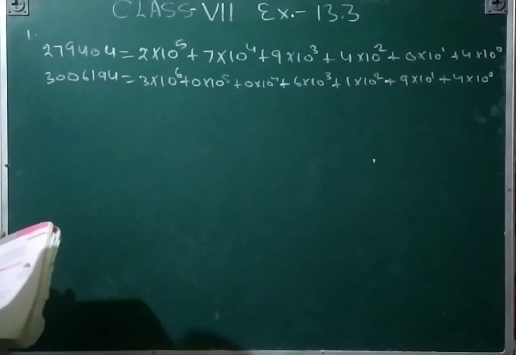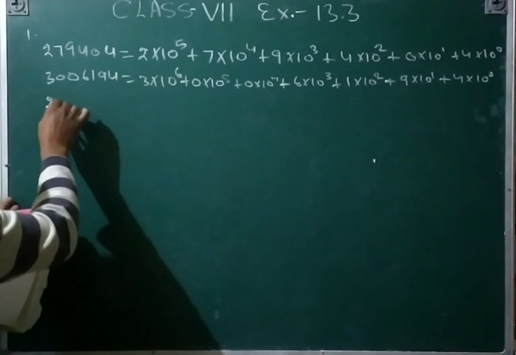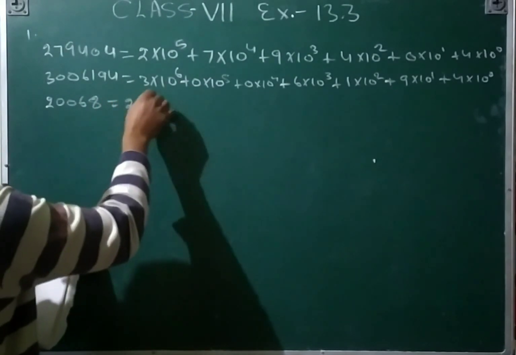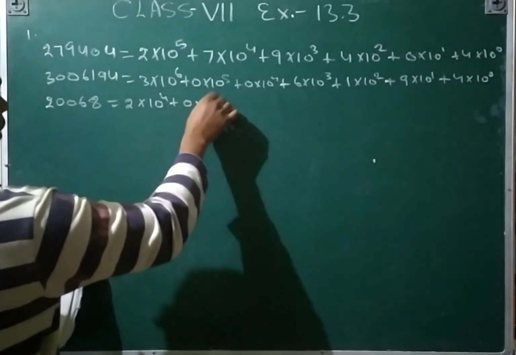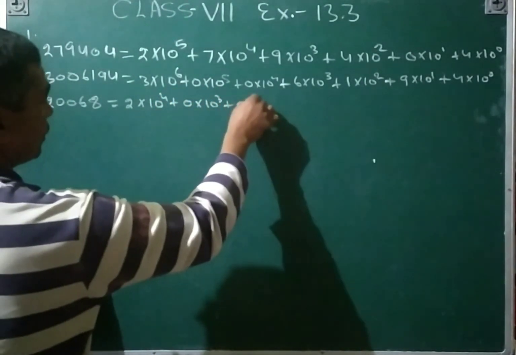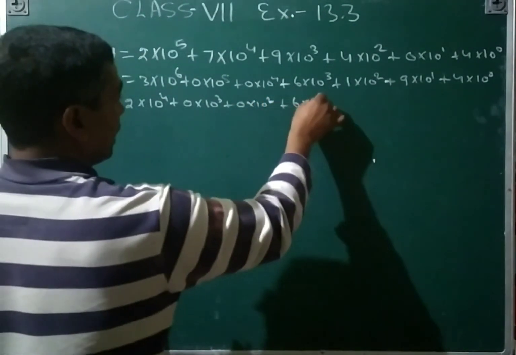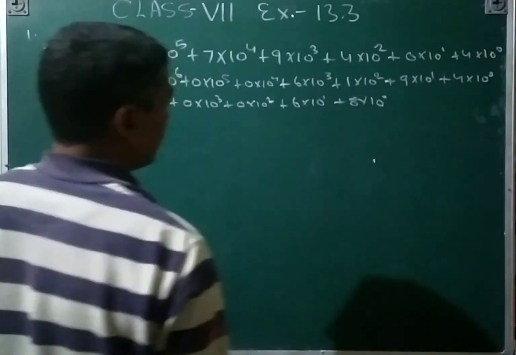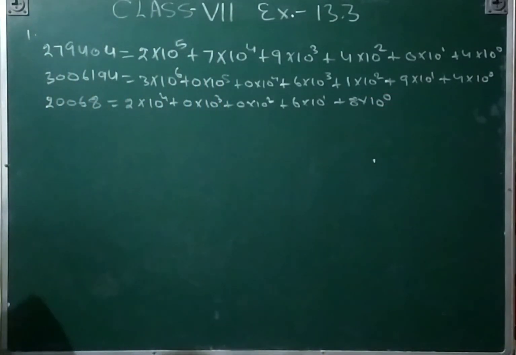And then see the last one, do this part by yourself. 20068 is equal to 2 multiply 10 power 1, 2, 3, 4, plus 0 into 10 power 3 plus 0 into 10 power 2 plus 6 into 10 power 1 plus 8 into 10 power 0. Now second question, find the number from each of the following expanded forms.